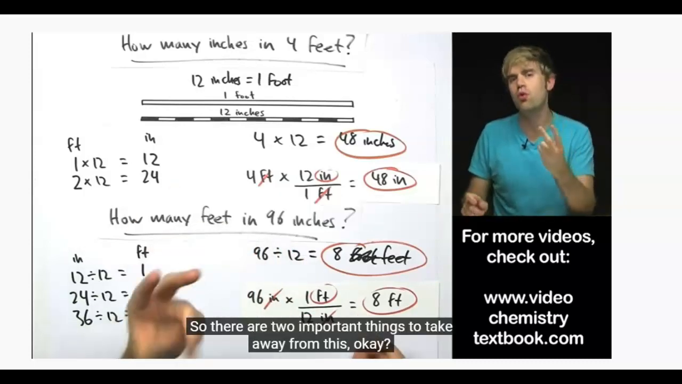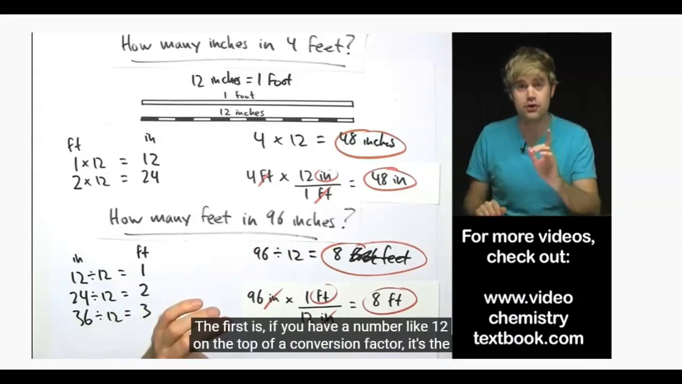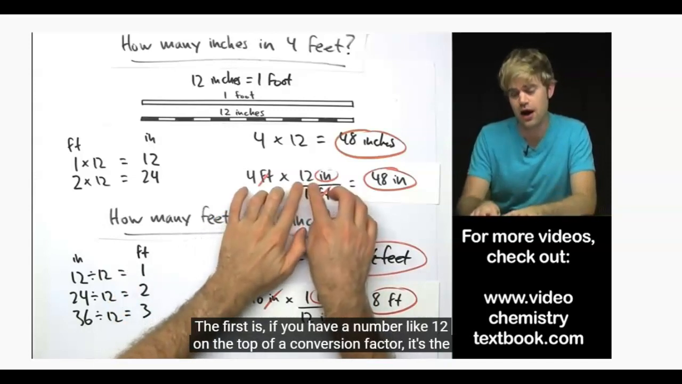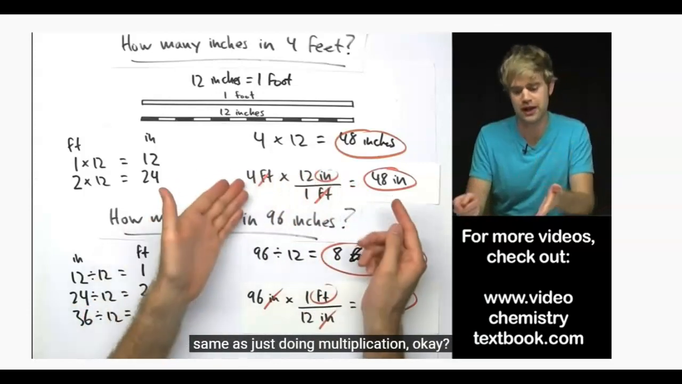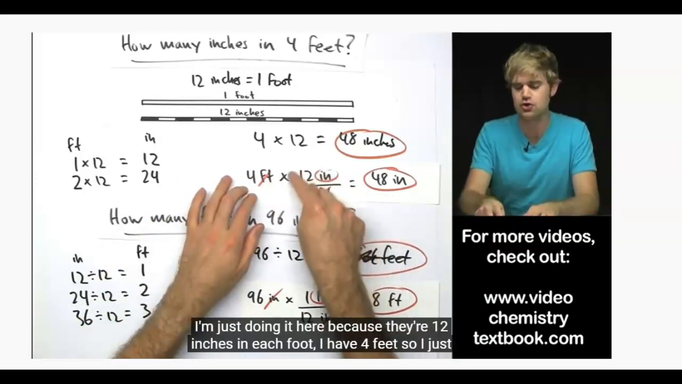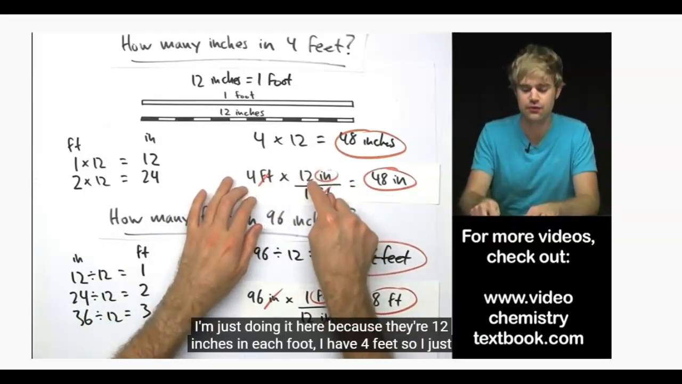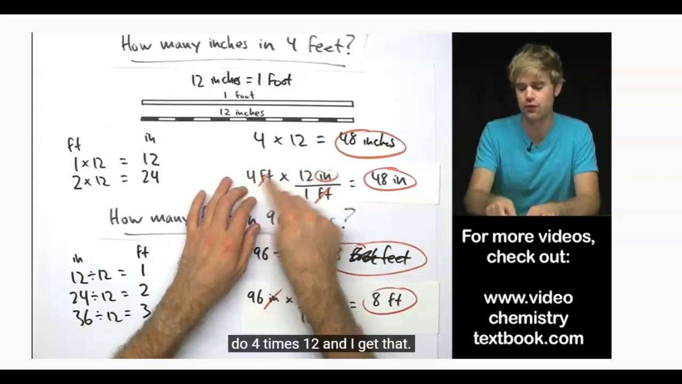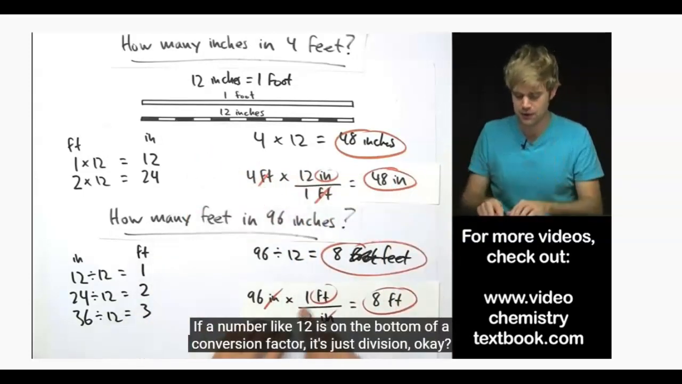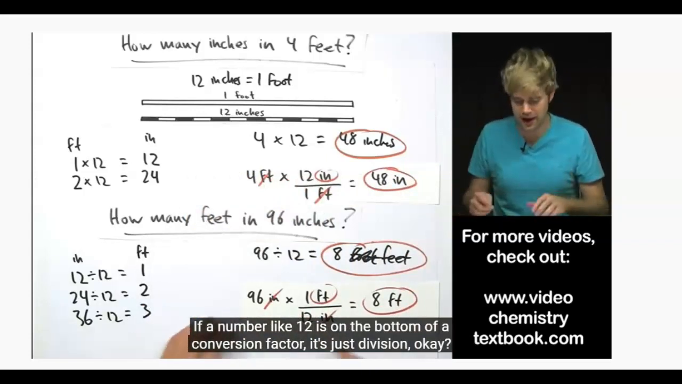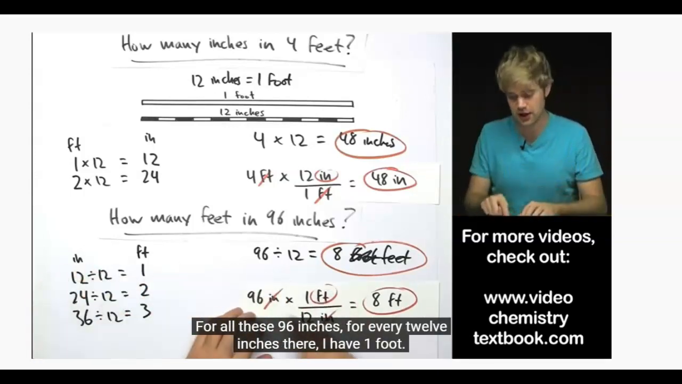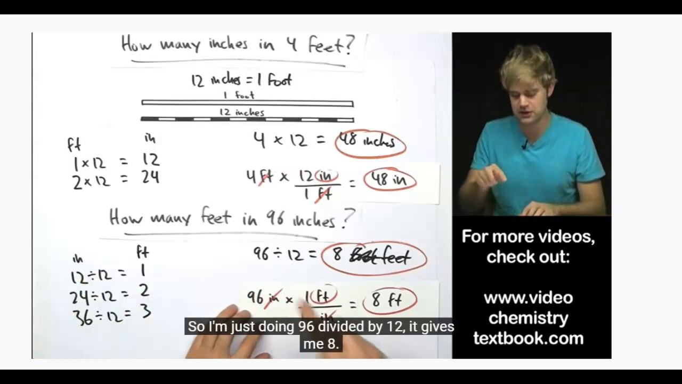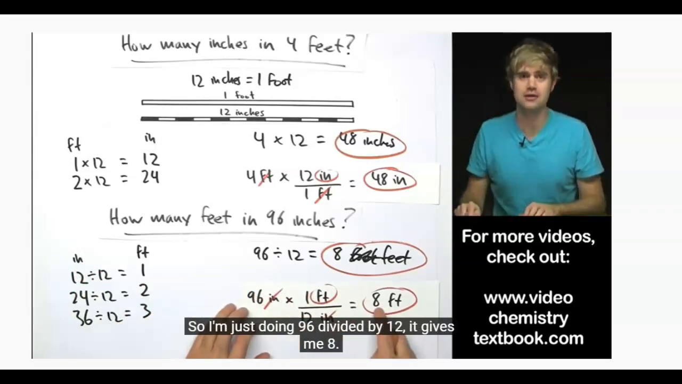So there are two important things to take away from this. The first is, if you have a number like 12 on the top of a conversion factor, it's the same as just doing multiplication here. Because there are 12 inches in each foot, I have 4 feet, so I just do 4 times 12 and I get that. If a number like 12 is on the bottom of a conversion factor, it's just division. For all these 96 inches, for every 12 inches there, I have 1 foot. So I'm just doing 96 divided by 12 gives me 8.